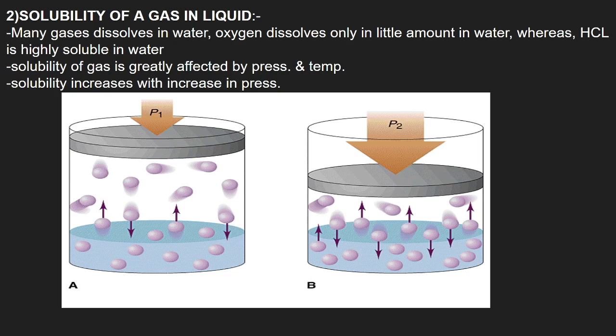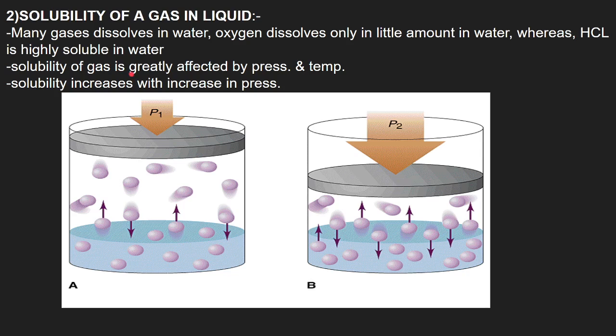As you know, water has many gases. If you look at sea water or any water, it contains many gases. And don't always think that water only has oxygen. In fact, water has many gases in it, but only a little amount of oxygen is dissolved in it. Whereas hydrochloric acid, the gas, is very much soluble in water.